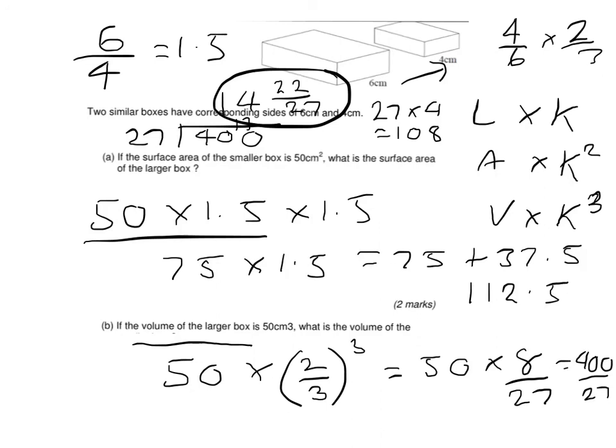I should have said mixed number. So it's 14 and 22 27ths. I think you would have got the answer, however, if you'd left it at 400 over 27.